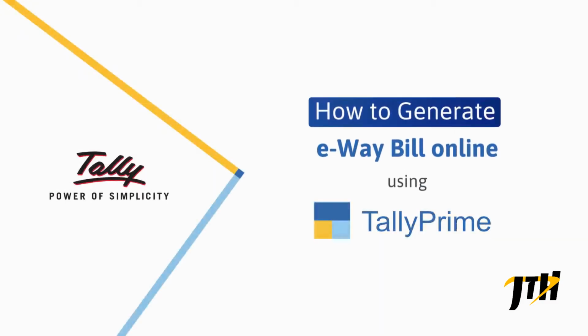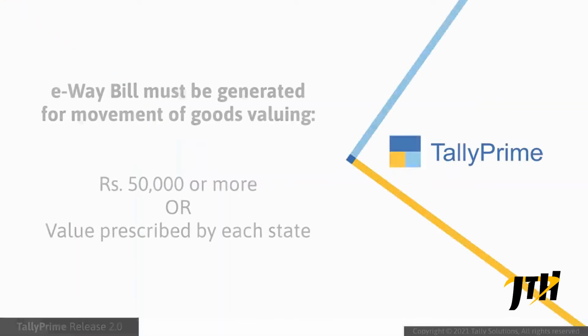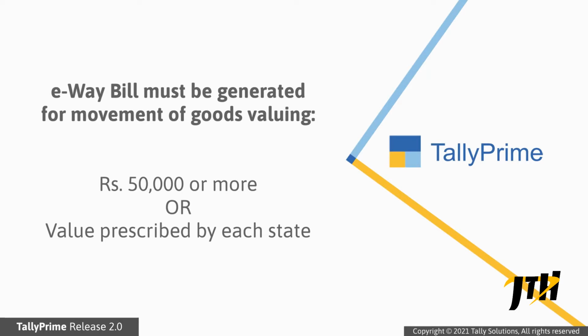In this video, you will learn how to generate e-way bills online using Tally Prime. You will need to generate an e-way bill for movement of a consignment with goods valuing either Rs 50,000 or more, or the value prescribed by each state.